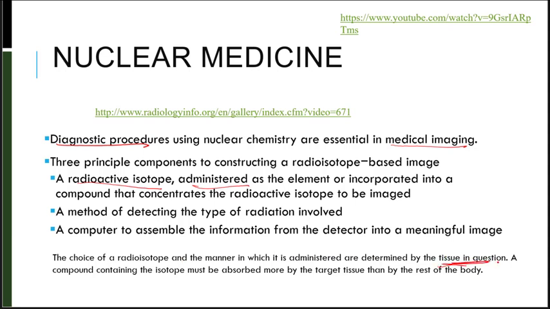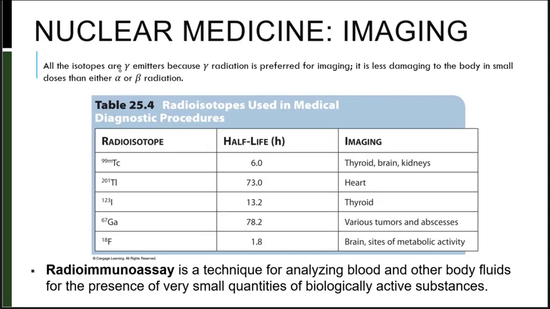The choice of a radioisotope and the manner in which it is administered are determined by the tissue in question. A compound containing the isotope must be absorbed more by the target tissue than by the rest of the body. All of the isotopes are gamma emitters because gamma radiation is preferred for imaging. It's less damaging to the body in small doses than either alpha or beta radiation. Here are different radioisotopes used for different parts of the body.